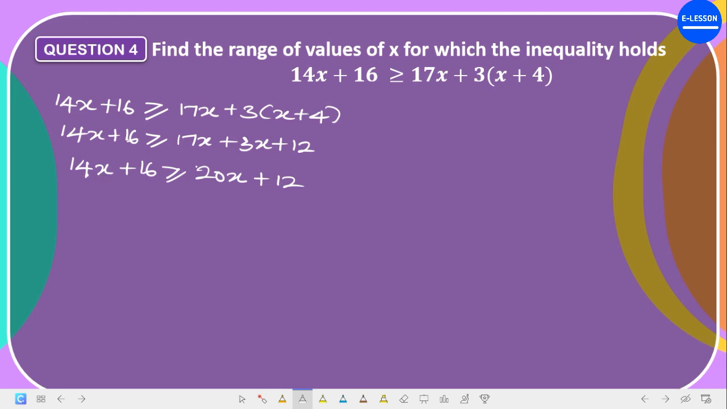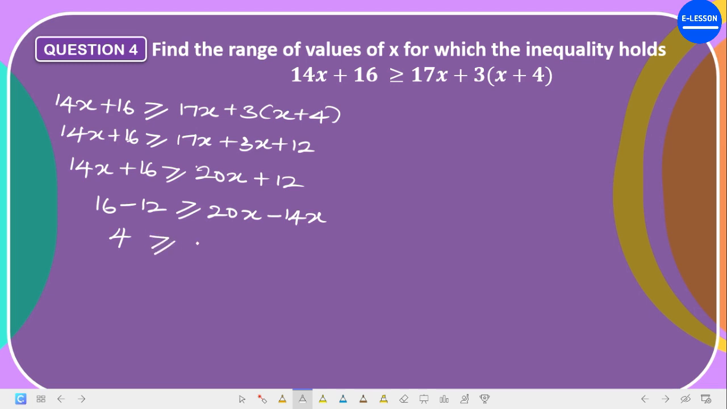Now at this point in time, what do you think we can do? We can say let 14x come this way and then 12 come this way. So this will be equal to 16. If 12 crosses to this side, it becomes minus 12. Then greater than or equal to 20x. If this one crosses to this side, it becomes minus 14x. And this gives us 16 minus 12 is 4. Are we getting it? 16 minus 12 is what? Is 4. I believe we are correct on that. Yeah, is 4.